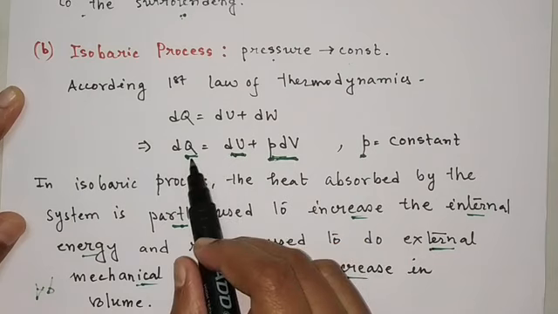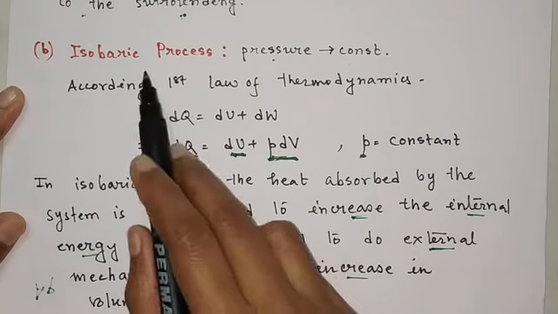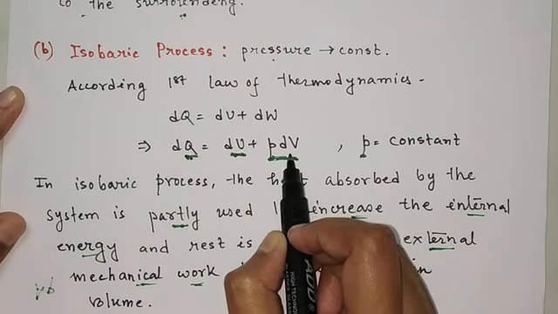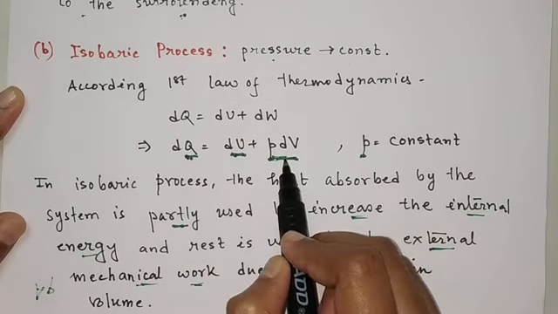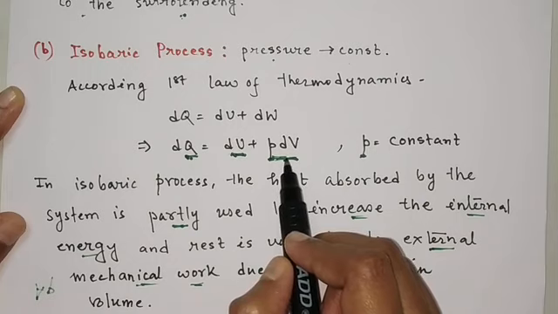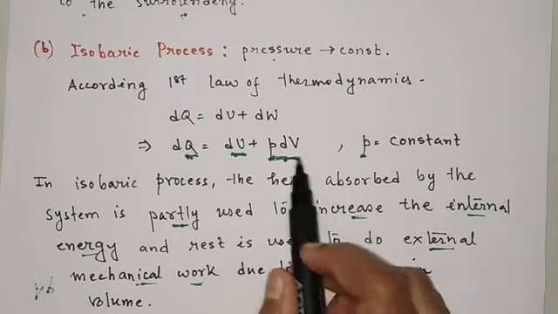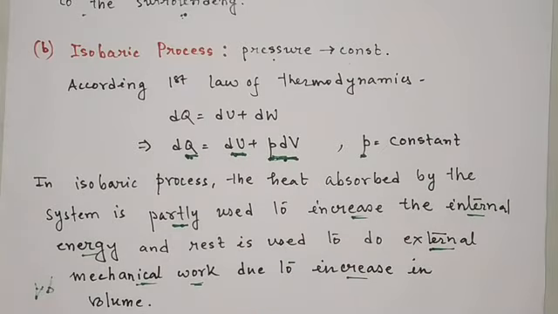So in case of absorption of heat for the isobaric process, there will be an increase in volume. But if there is release of heat, then there will be a decrease in internal energy, and this work done will be negative. That is, there will be a decrease in volume, so dV will be negative.